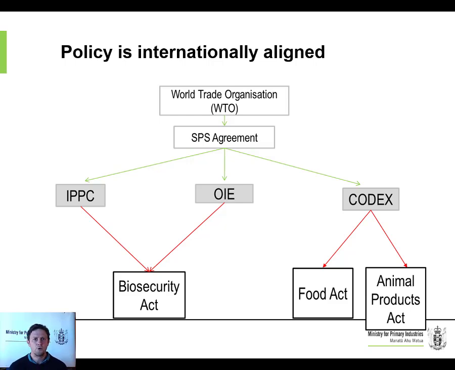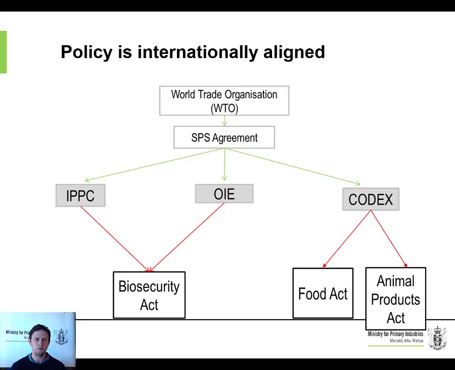Next, we want to point out that all our policy regarding our risk analysis are all internationally aligned. So we know that the World Trade Organization has developed a sanitary phytosanitary agreement, and under that particular agreement, we have three key groups that look to further develop guidance or international norms, particularly those that are rules-based, whether it be for food safety, animal health, or for plant health.